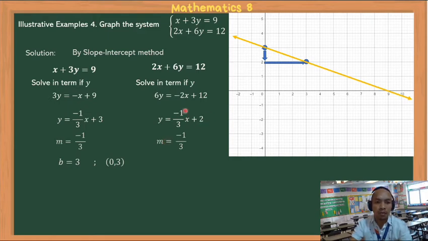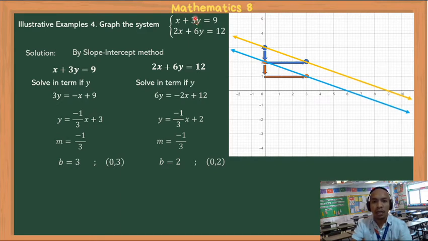The slope is negative 1 over 3, and the y-intercept is 2. So the ordered pair is 0 and 2. So first, plot the y-intercept. The y-intercept is 0 and 2, so that would be here. Our slope is negative 1. Our rise is negative 1, so 1 unit down. Our run is positive 3, so 3 units right, and that would be our second point. Connect the 2 points, and that is the graph of the equation 2x plus 6y is equal to 12.